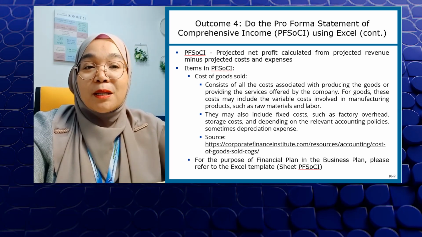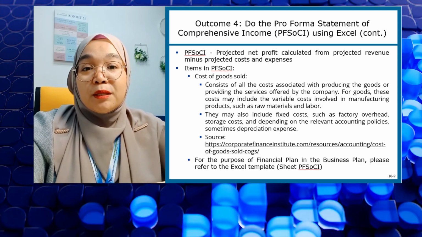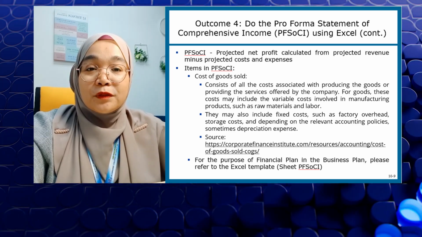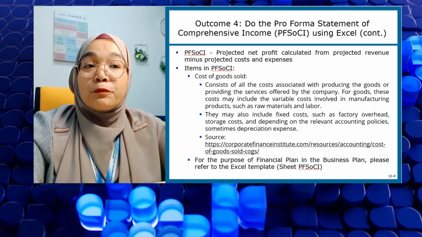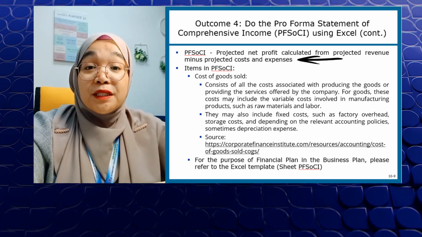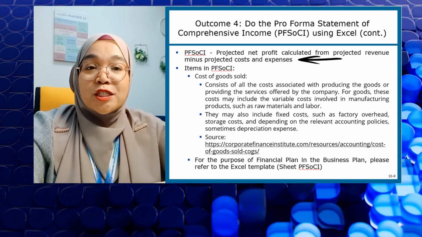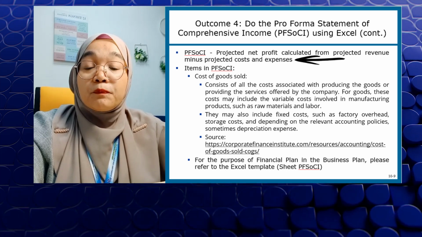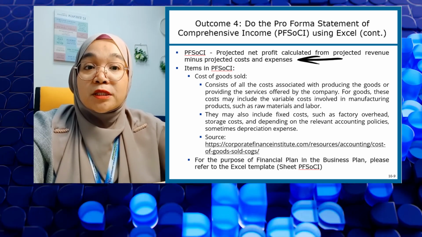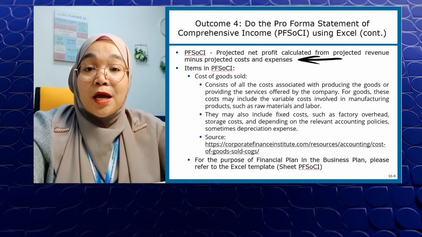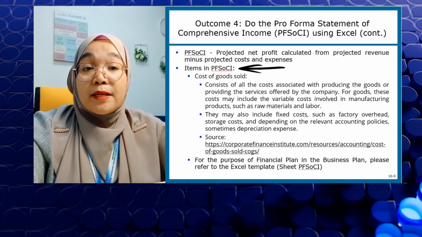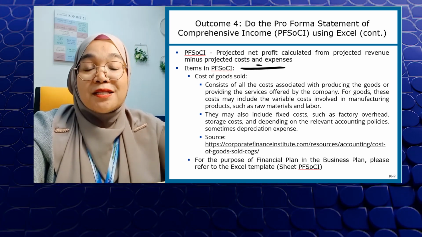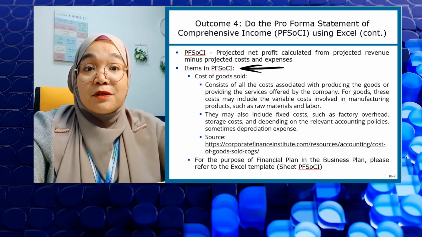Let's move on to outcome number 4. Do the pro forma statement of comprehensive income, PFSOCI, using Excel. What is the pro forma statement of comprehensive income, with the abbreviation PFSOCI? Actually, PFSOCI is the projected net profit calculated from projected revenue minus projected costs and expenses. Items in PFSOCI mainly are sales, cost of goods sold, gross profit, expenses, and net profit.